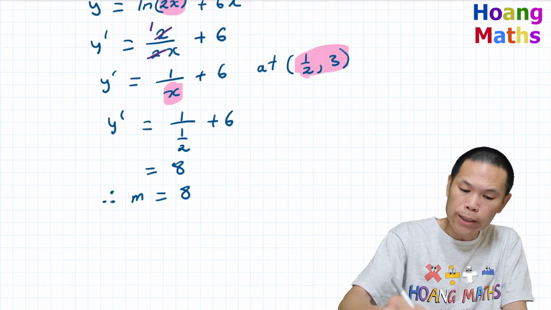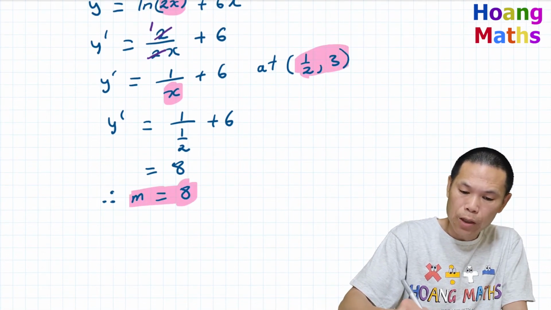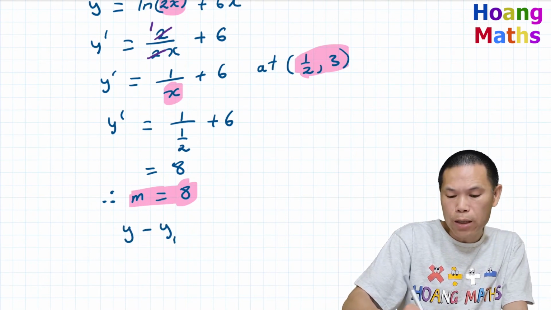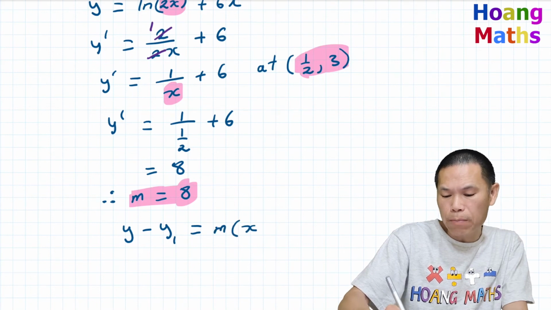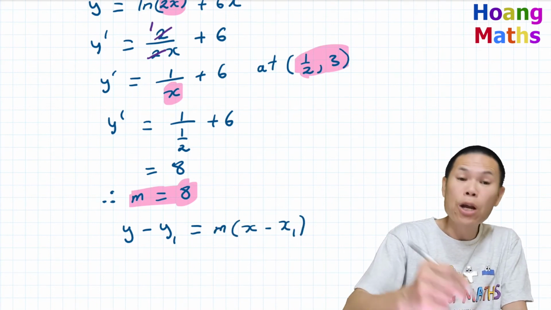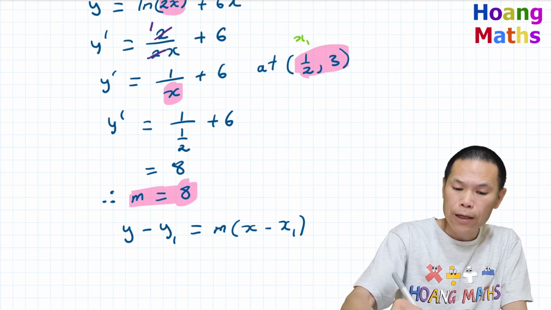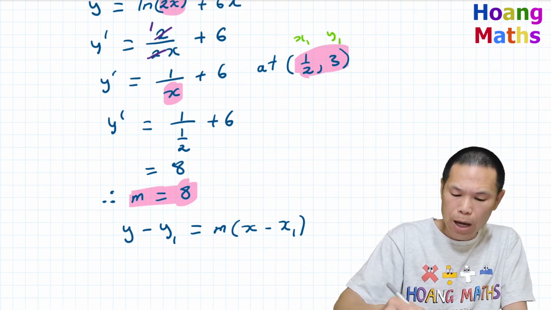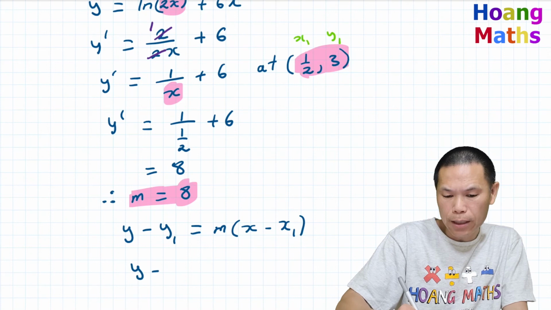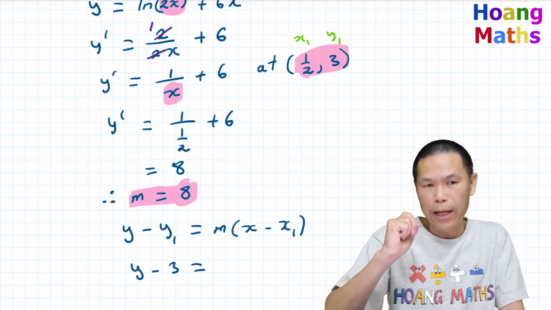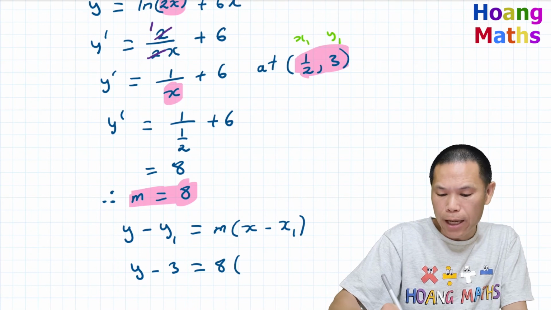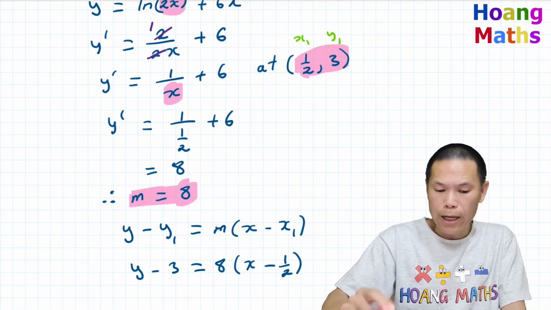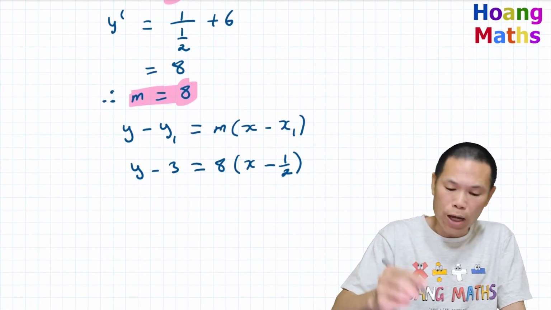So we have the point and we have the gradient. Now we just use the formula. The equation of the tangent is using this rule here: y minus y1 equals m times x minus x1. And we know that x1 is a half and y1 is 3. So now we just substitute that in there. So y minus 3 equals m, and m is 8, the gradient, okay? And x minus x1, where x1 is a half. So there you go.